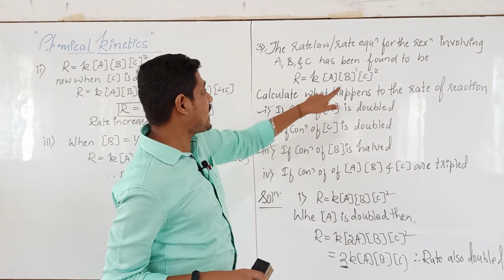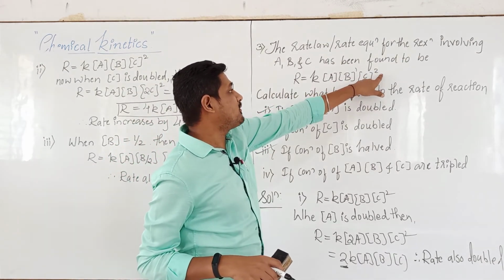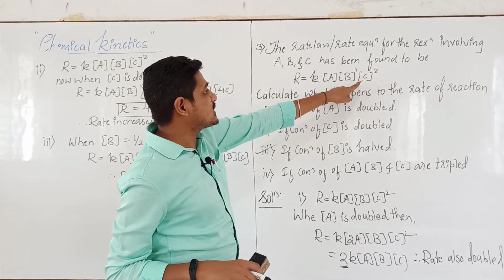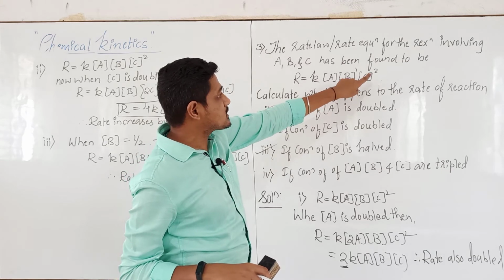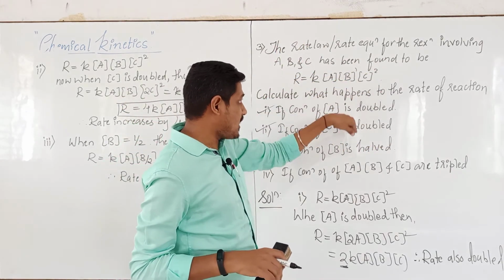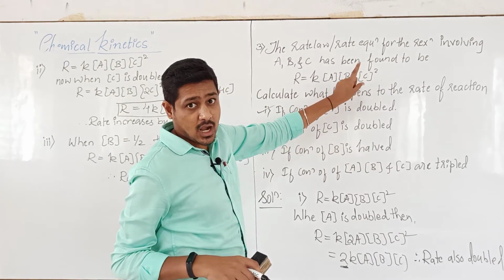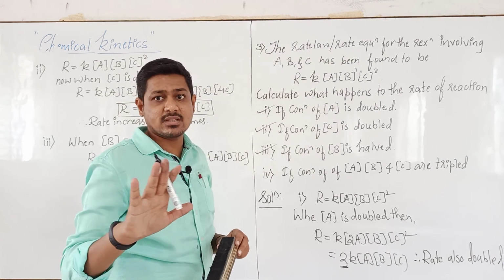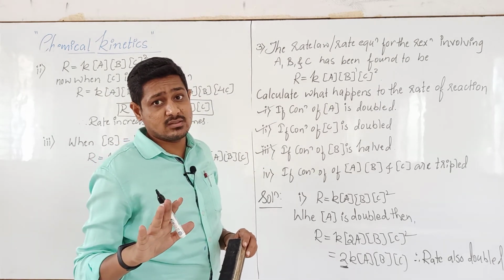In the second case, as we have seen here, the power is 2, or the exponent is 2. So if the concentration of this reactant is doubled, then the rate becomes 4 times. If it is halved, then half of the double, it remains the same. Okay, there is no change in that.